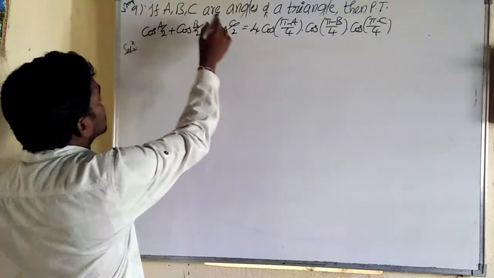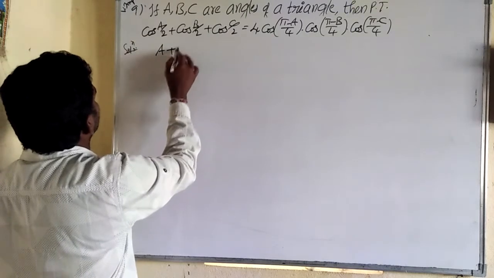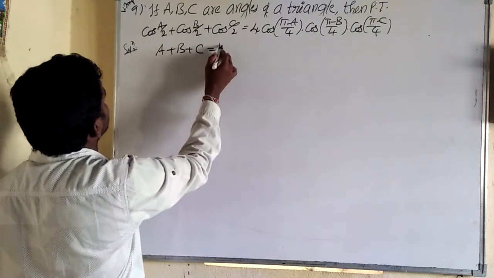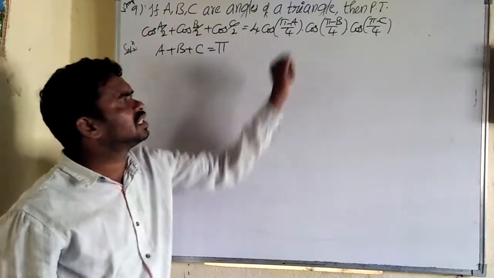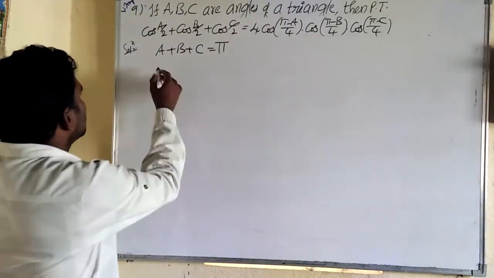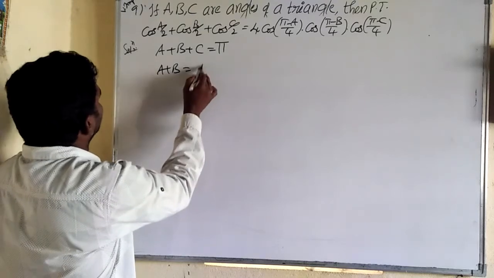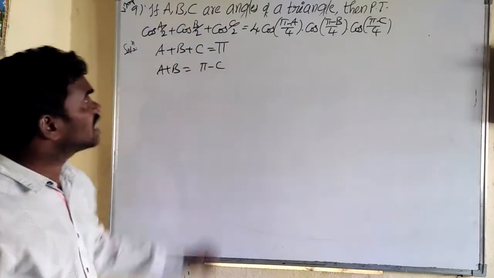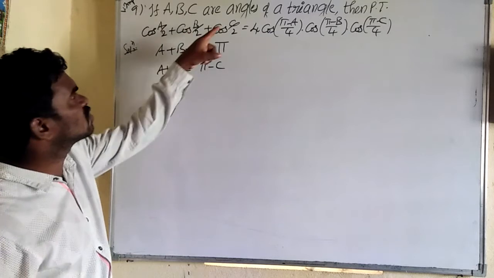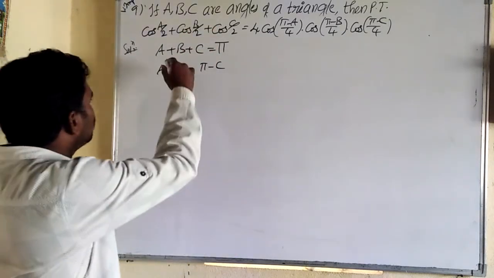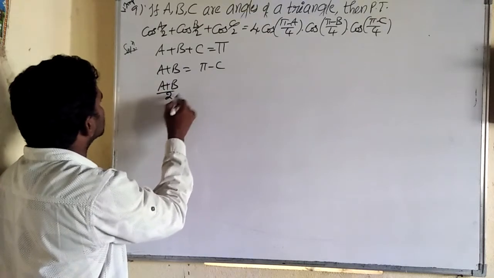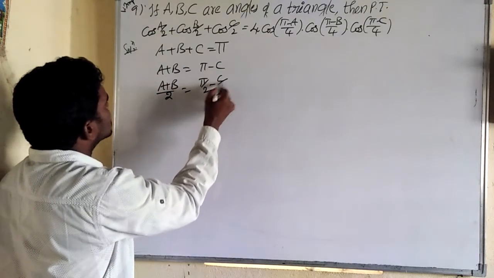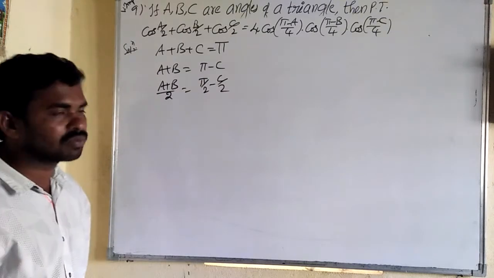So how to do it: A, B, C are angles of a triangle. Then A plus B plus C is equal to 180 degrees. 180 means I'm writing pi, because in the RHS, terms of pi are there. So then immediately A plus B becomes pi minus C. See, here in the left hand side A by 2, B by 2, C by 2 are there now. So that's why we divide by 2 on both sides. So it becomes (A plus B) by 2 is equal to pi by 2 minus C by 2.